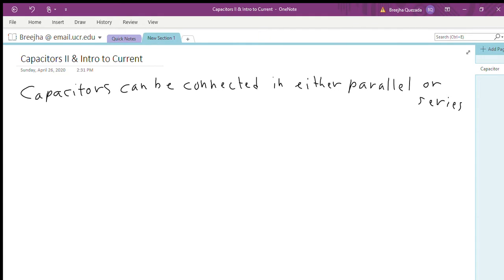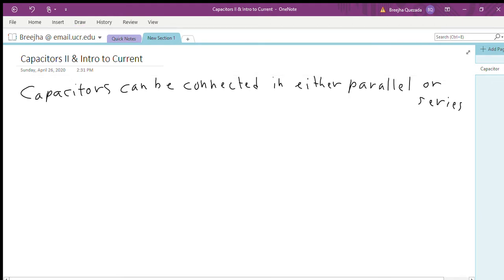Today we're going to be taking our second look at capacitors and then doing a brief introduction to current. If we recall from lecture in the last video, capacitors are electrical components and we see them a lot in electrical circuits. So it's important to start understanding how we use them in electrical circuits and the different ways that they can be integrated.